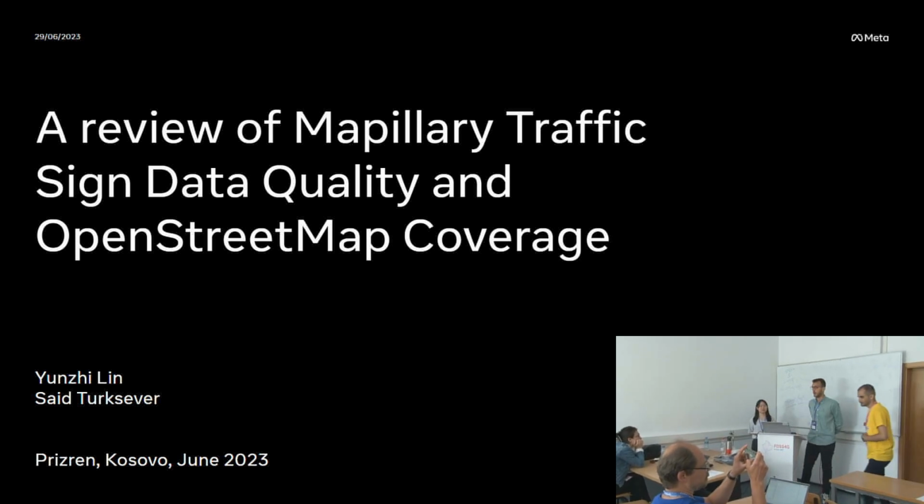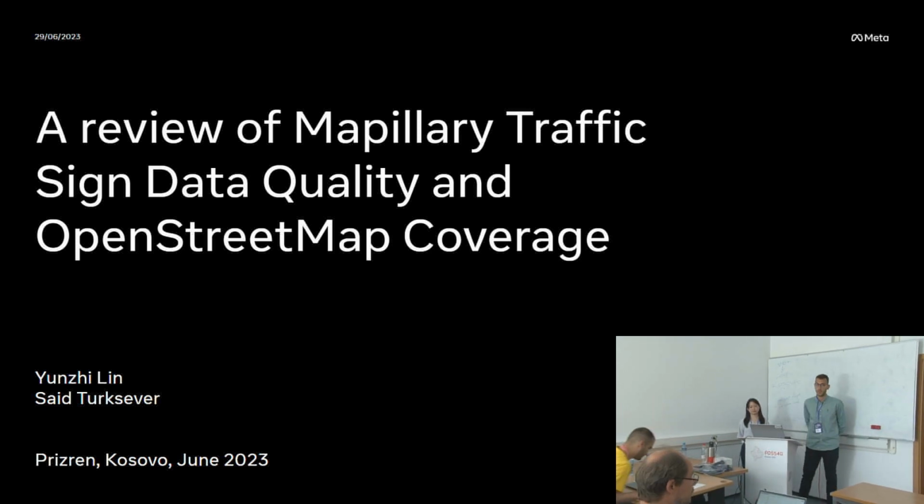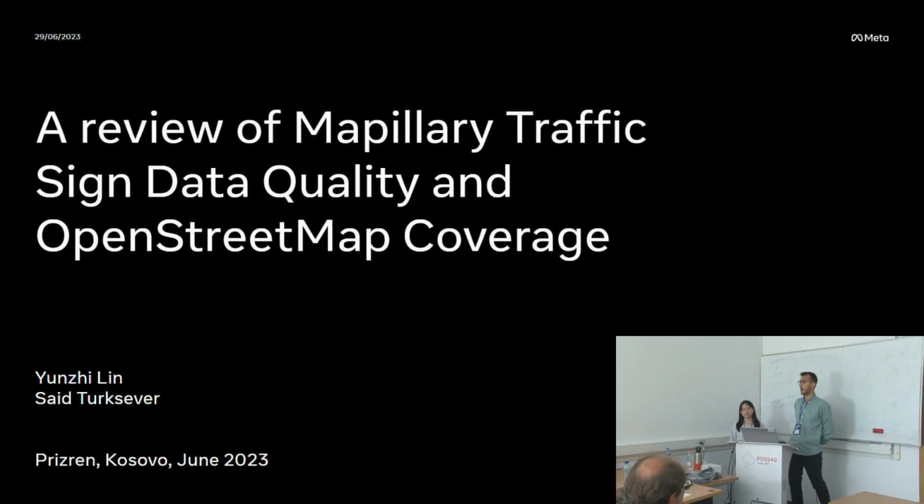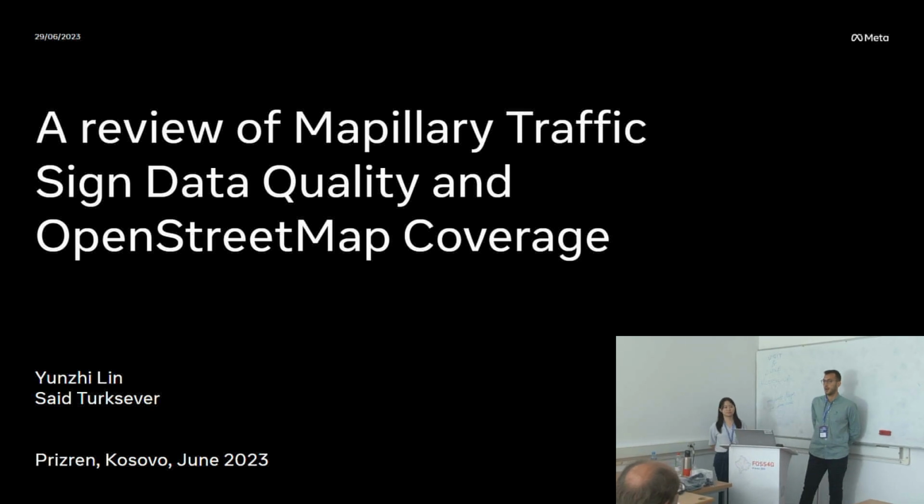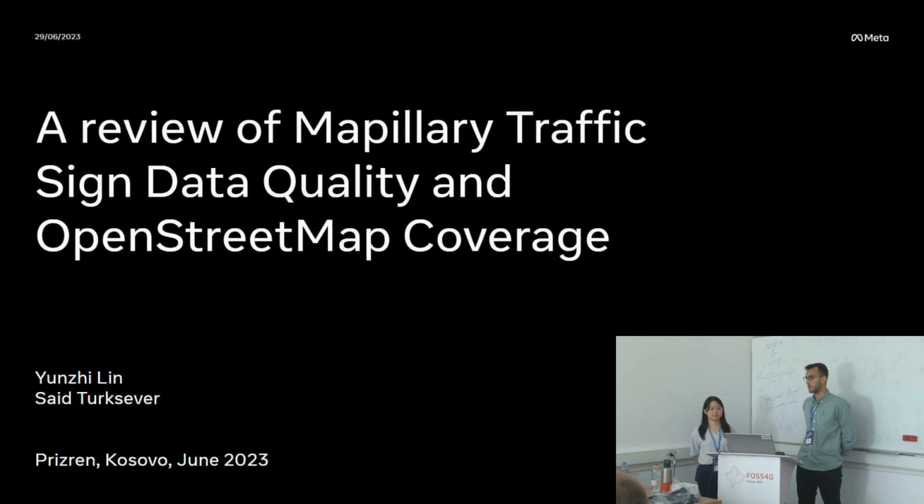Today we are going to talk about Mapillary's traffic sign extraction capabilities, and also we will share our analysis of how Mapillary can help improve OSM in terms of traffic sign coverage.